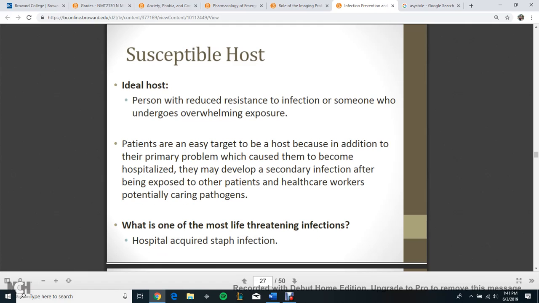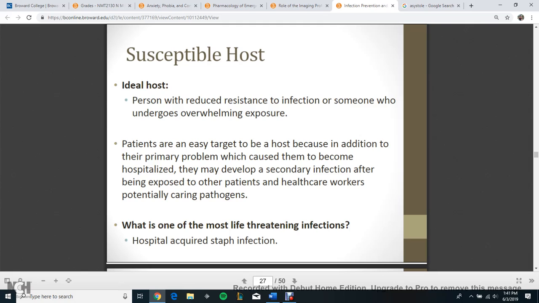The ideal host, a susceptible host. The ideal host would be a person with reduced resistance to infection or someone who undergoes overwhelming exposure. Patients are an easy target to be a host because in addition to their primary problem which caused them to become hospitalized, they may develop a second infection after being exposed to the other patients and healthcare workers potentially carrying pathogens.